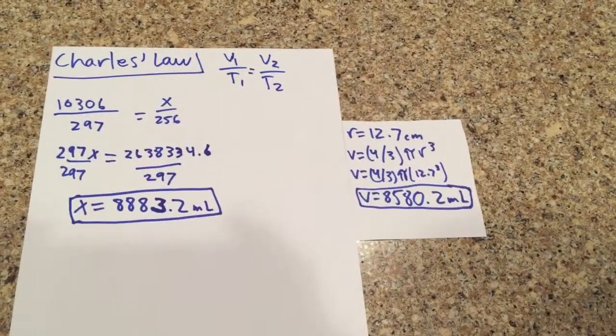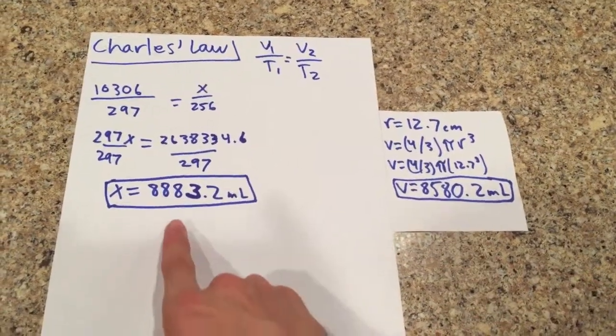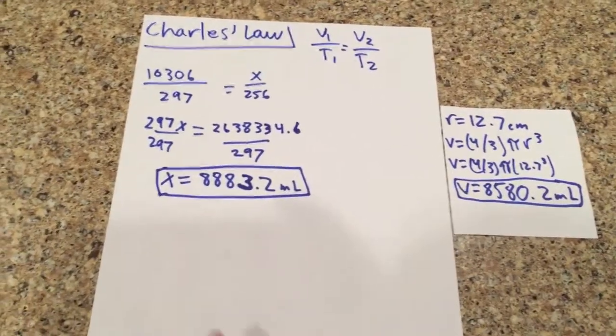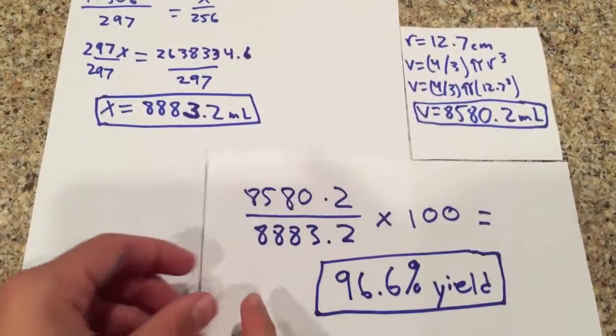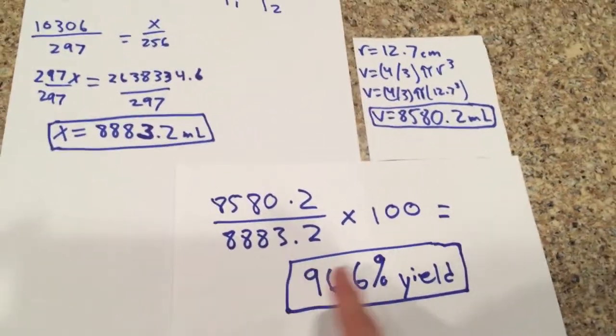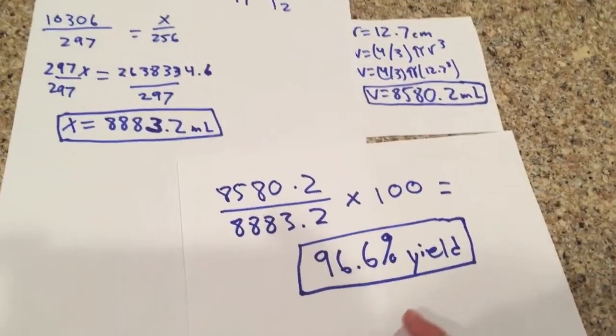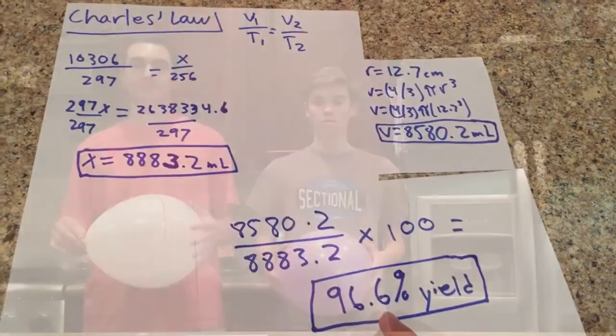You can see that the actual yield we got from the experiment is really close to the theoretical yield that we should have gotten in the experiment. So in order to find the percent yield, we take the actual yield and divide it by the theoretical yield and multiply it by 100. And we get a percent yield of 96.6%, which is very close.